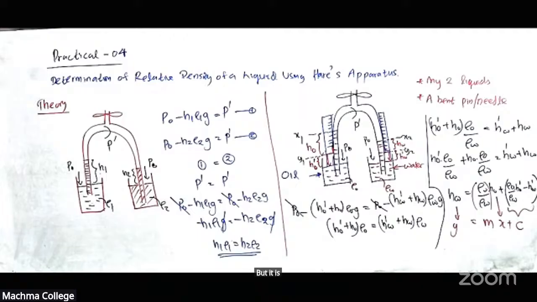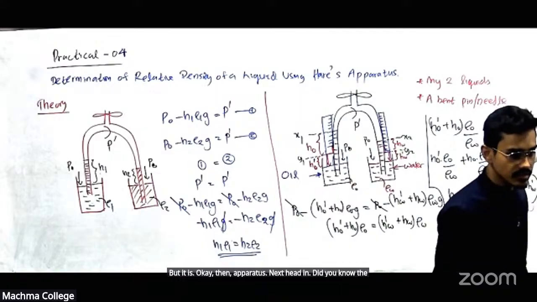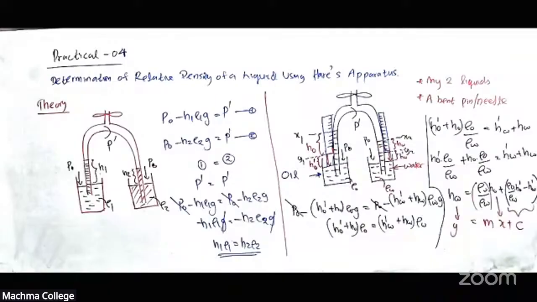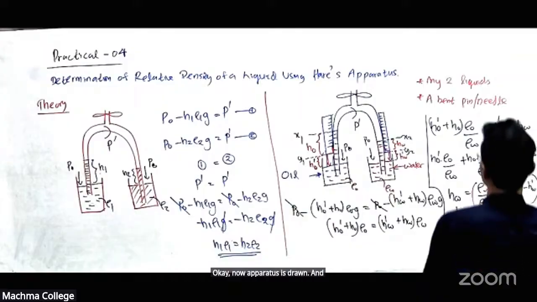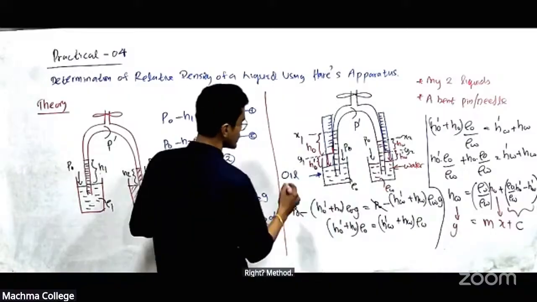Materials. Okay, then apparatus, the next heading. Didn't you draw the apparatus? You draw, right? Okay, now the apparatus is drawn. And below that, write the method. Write down the method.